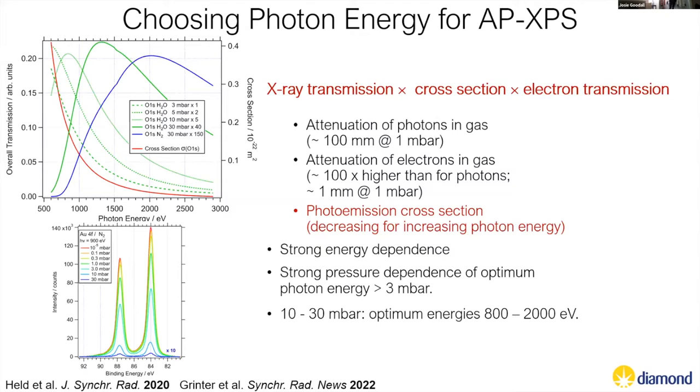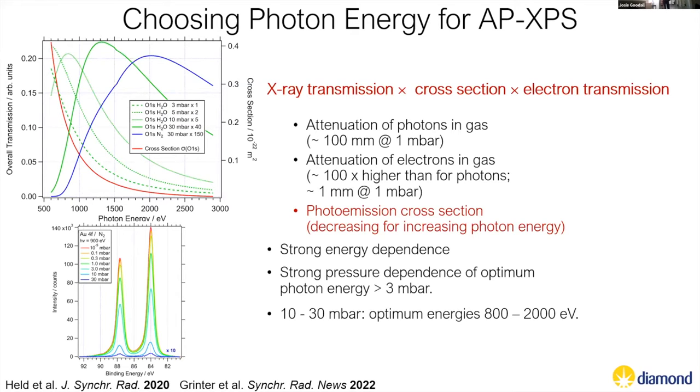So we've got these three factors: X-ray transmission, cross-section, and electron transmission. Photons and electrons behave very differently in gases. Just to give you an idea of some numbers: in a millibar of gas, soft X-ray photons, so 1,000 eV or so, have path lengths of about 100 millimeters. That's okay, not too bad if you think of the general size of your chamber. Electrons, though, have about 100 times greater attenuation and much shorter path lengths. We really have to get very close, right above our sample.